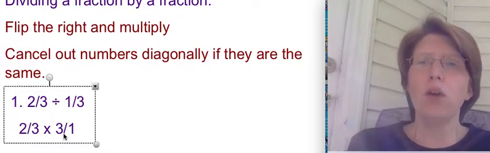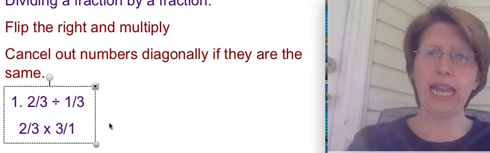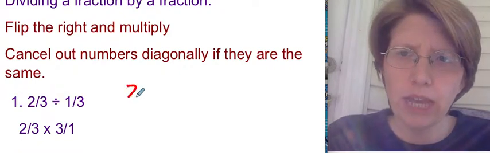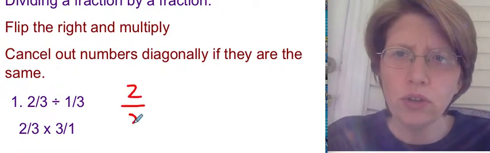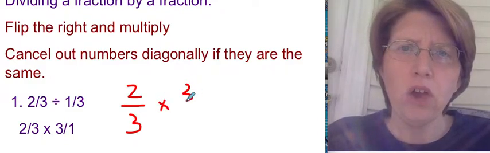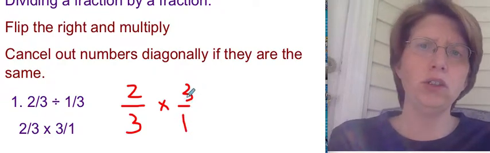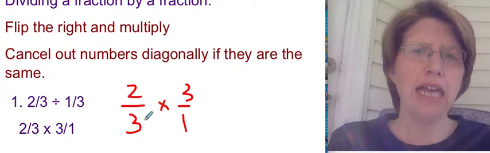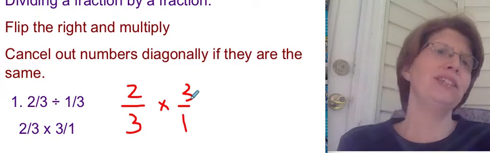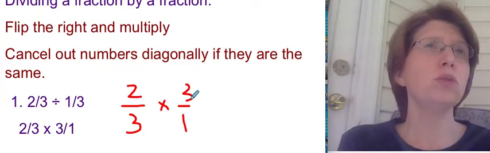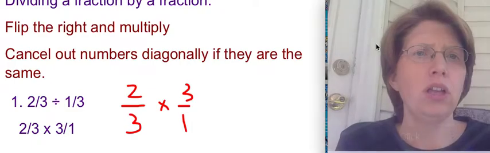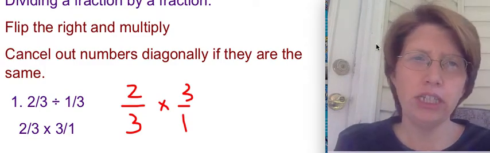Now what that does, and it's hard to see, let me see if I can just write it with my pen, because it's hard to see when I write it this way. If I've got 2/3 times 3/1, now look, I've got 3's diagonally across from each other. So I'm doing exactly what I said a minute ago. I'm multiplying and dividing by the same number. And guess what? 3/3 in fraction terms is a 1, right? So if I take a 1 out, I'm not changing the number at all.